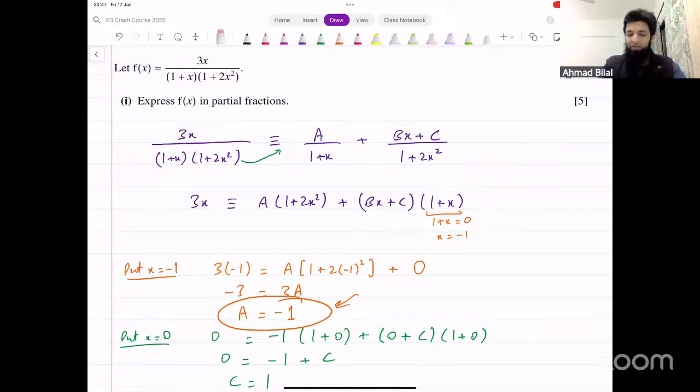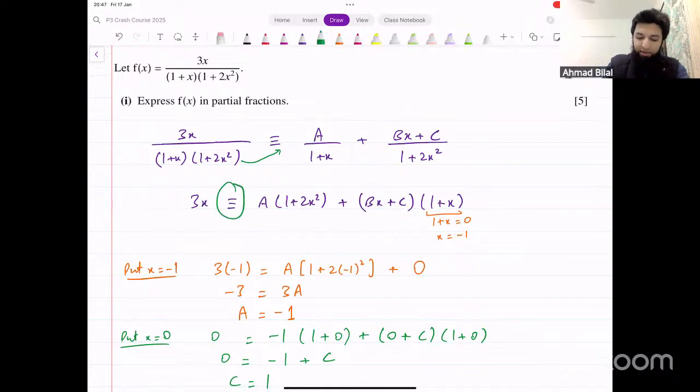And now we are stuck, because we don't have any other expression inside a bracket that we can make 0, because this cannot be made 0. So we go back to the basics and say, okay, remember, it's an identity. We can input any value of x. That's the idea in the first place, that any value of x will satisfy both sides of this equation.